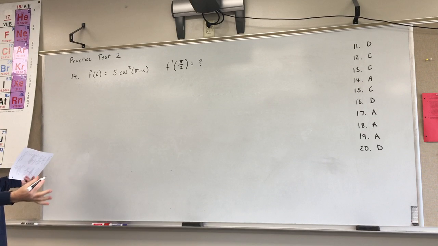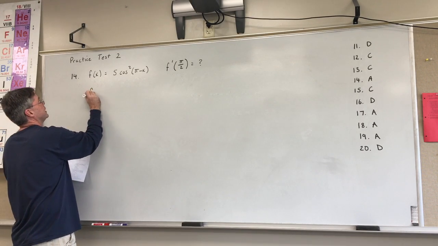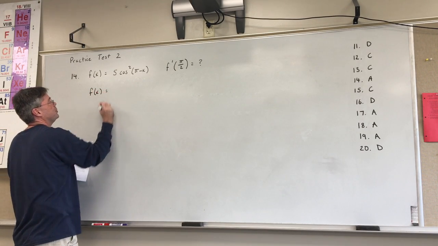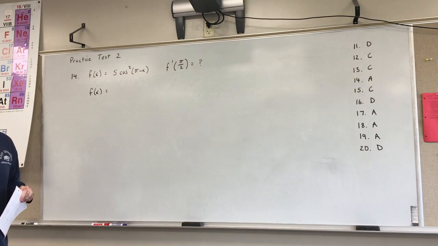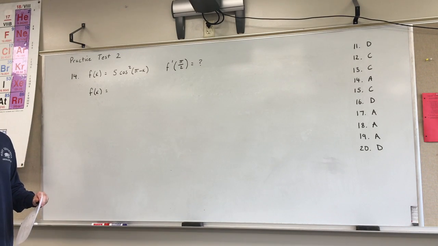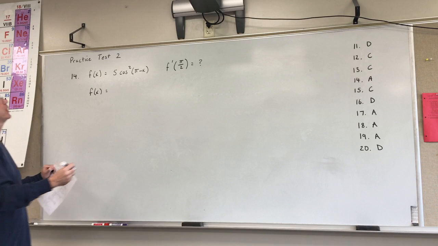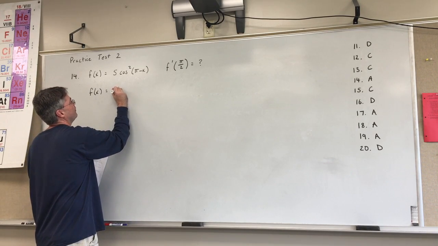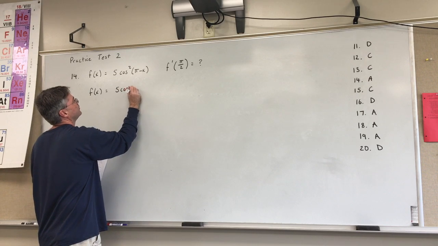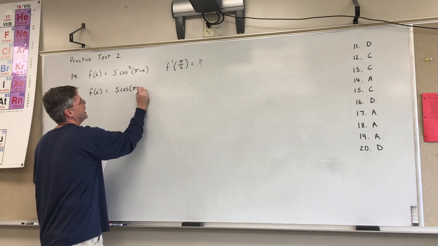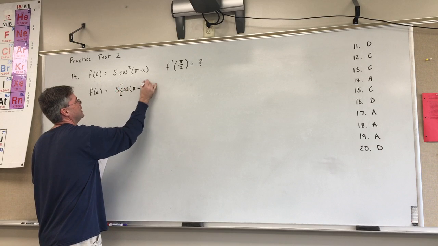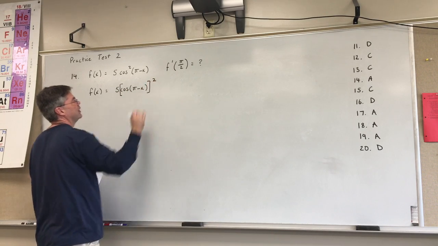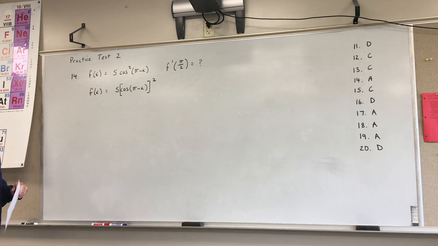Okay, so we've got to take the derivative. I'm going to rewrite f of x. So this is going to be a chain rule, and it's actually a 3-layer onion. You might remember me talking about that way back in chapter 2. So we have 5 cosine pi minus x. I'm rewriting this and putting the exponent 2 like that.